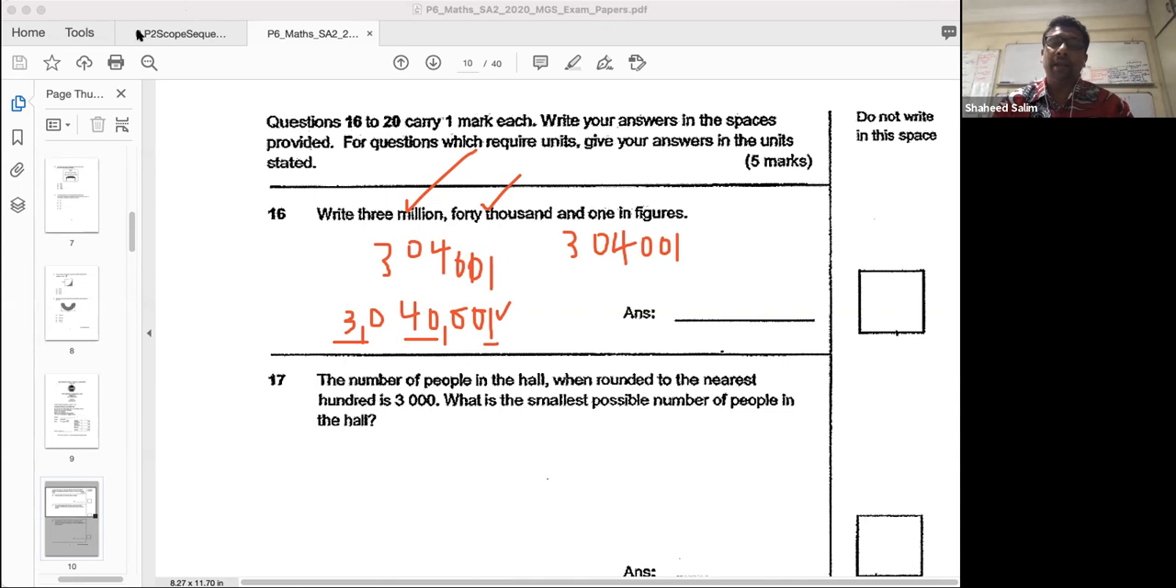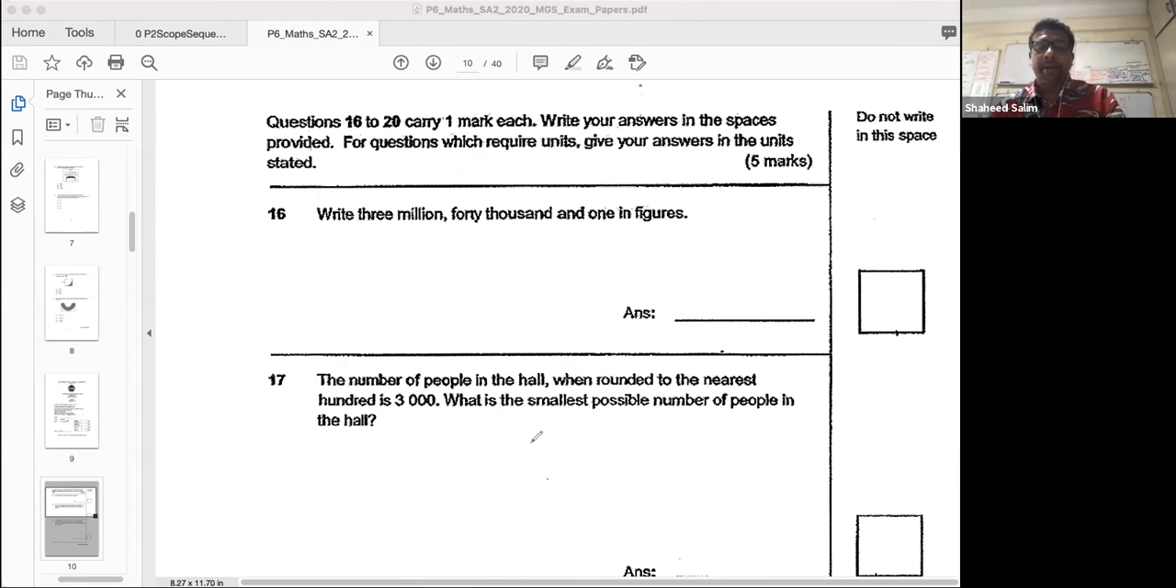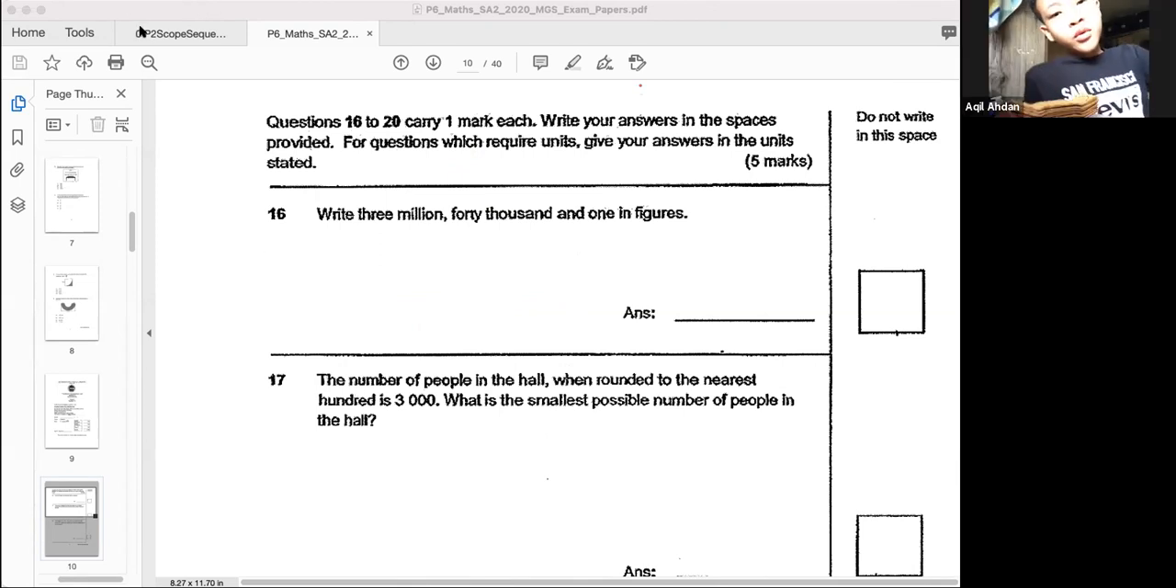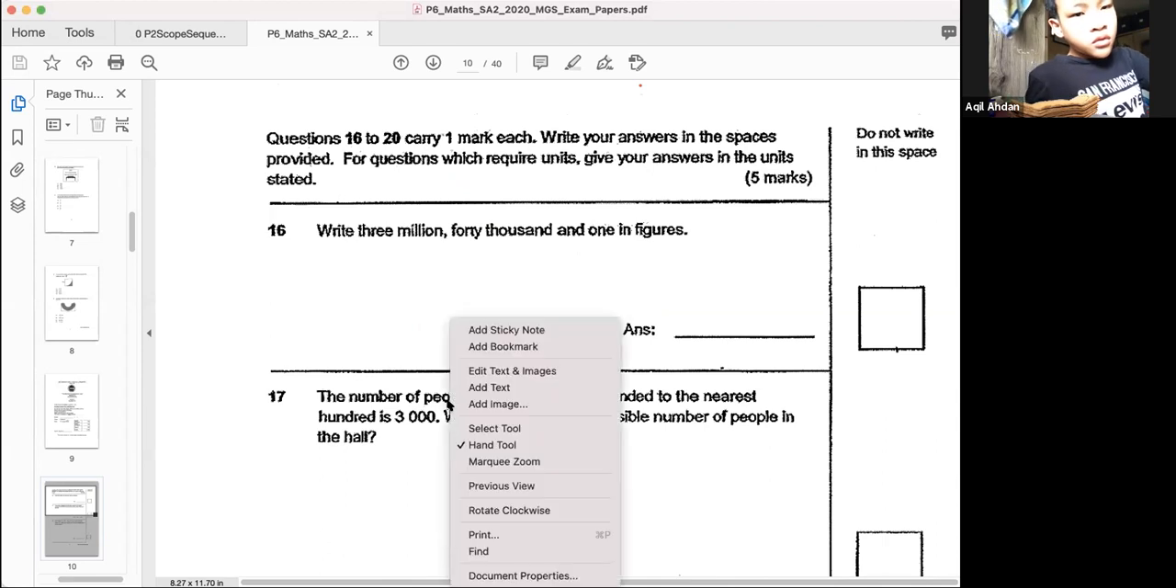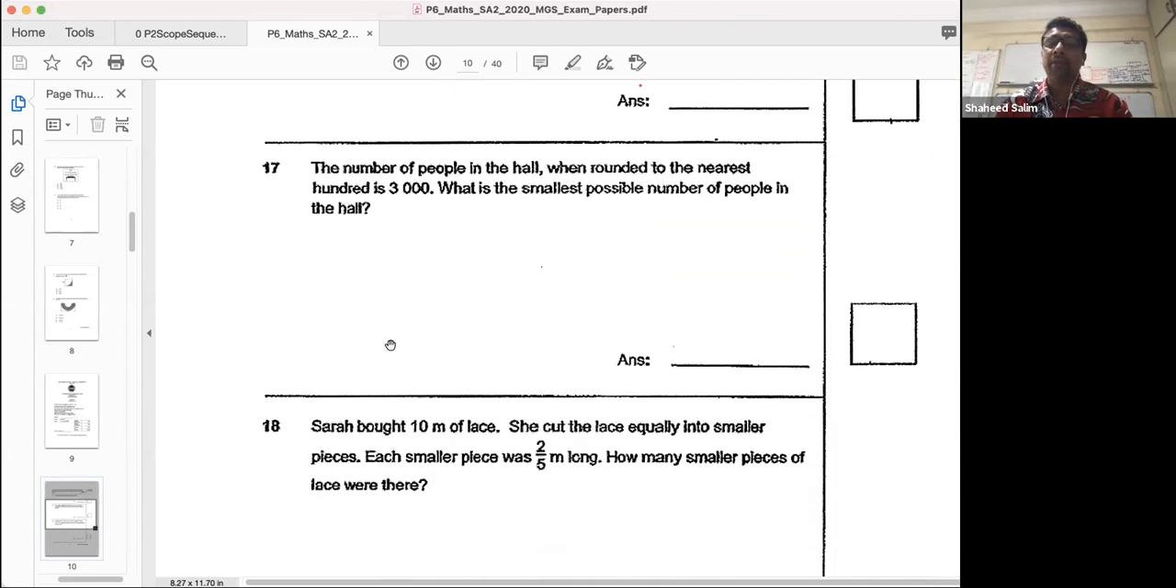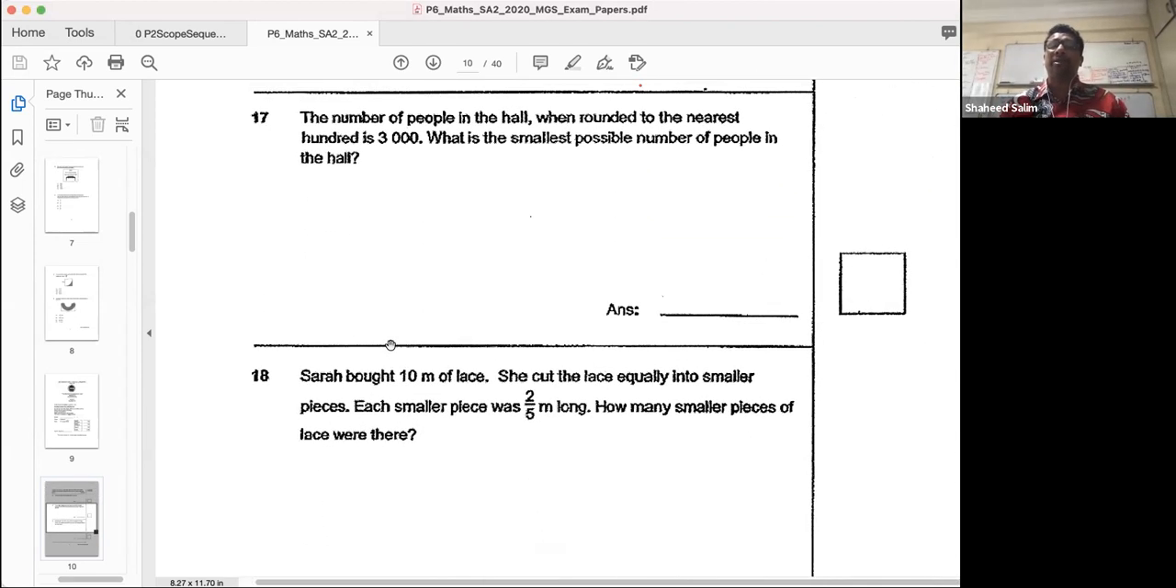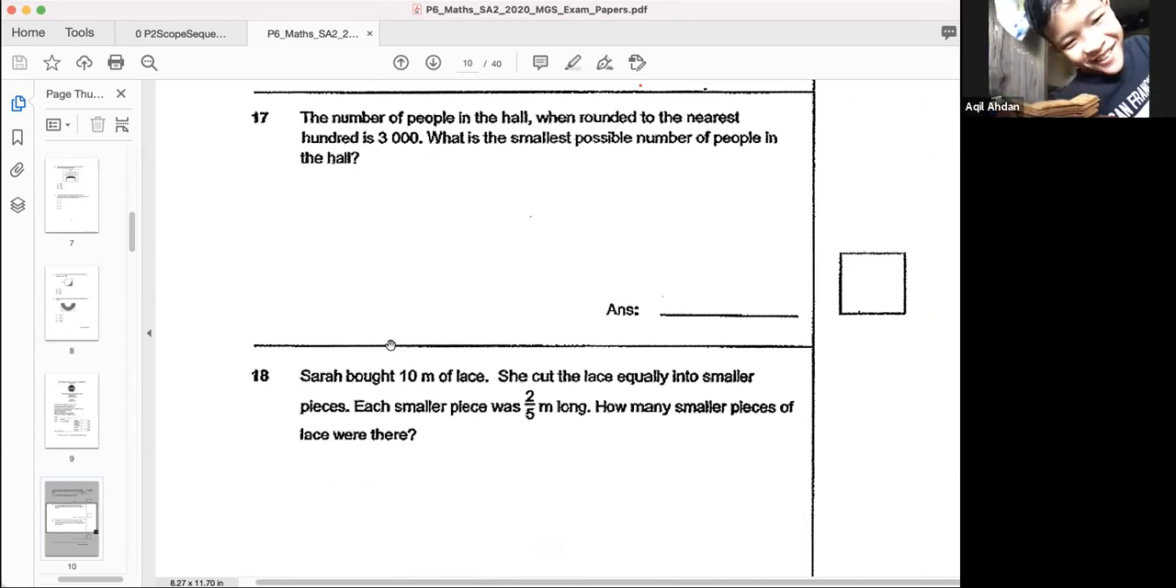Okay. Now let us move to the next one. Akhil now says the answer is 3001. No, not true. Can it be lower? Yeah, you can make 2999 also. What is the smallest possible answer when you round off to the nearest 100? Oh, okay. What's that called?